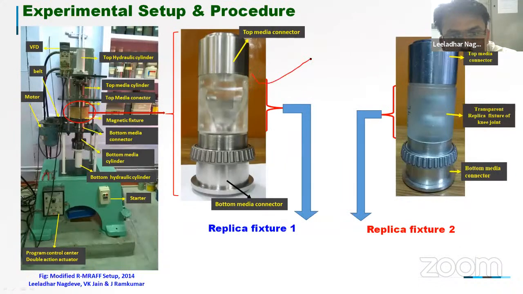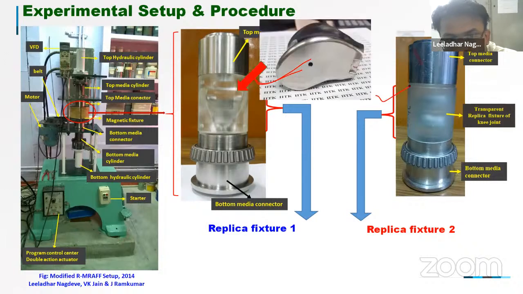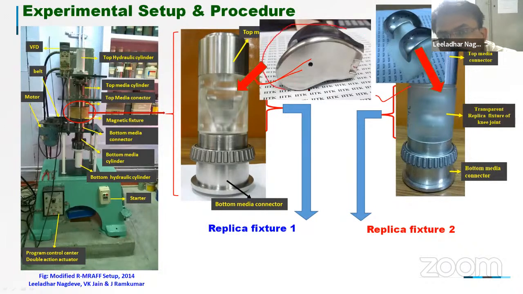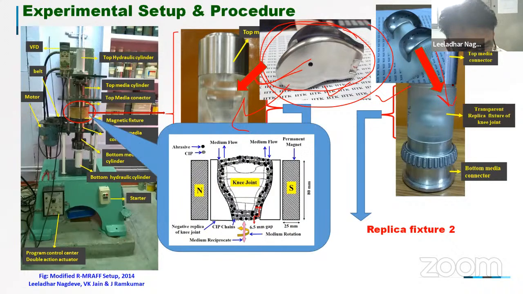So see, this was one design of the workpiece fixture, and the second workpiece fixture we have developed here. Now you can see the shape and size of that particular workpiece or specimen. So with the help of reverse engineering we have developed this kind of fixture for the holding of these particular joints.